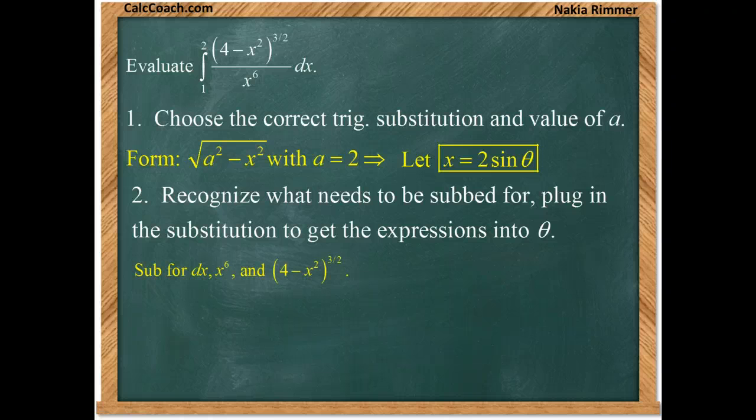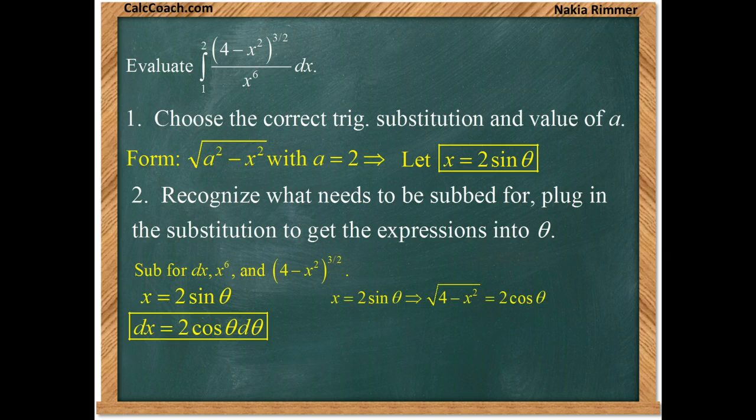There are 3 different terms. There's dx, there's x to the 6th, and there is 4 minus x squared whole quantity to the 3 halves. We have to sub for these. The substitution is x is 2 sine theta. So you take the derivative to get dx. Dx should be 2 cosine theta d theta.